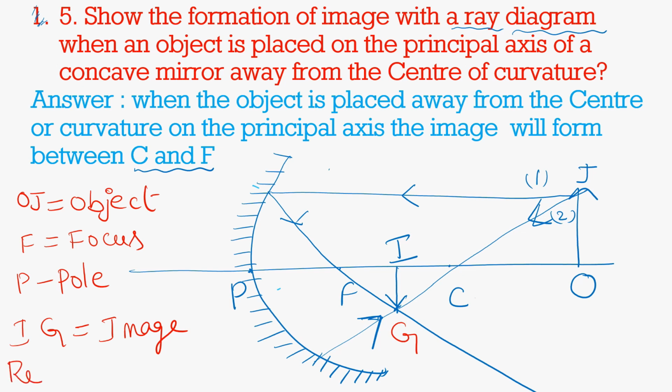See, the image is real, inverted and diminished. Diminished is nothing but small. So when the object is placed beyond C, then the image is formed between F and C. This image is inverted, real and diminished, and it is formed in between F and C. Okay, next we will go to the next question.